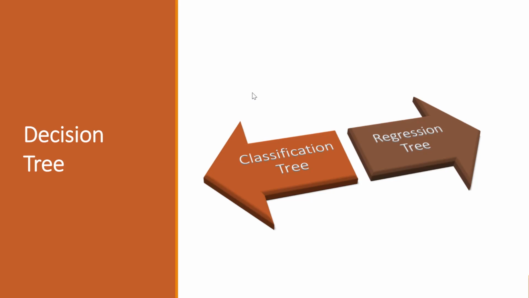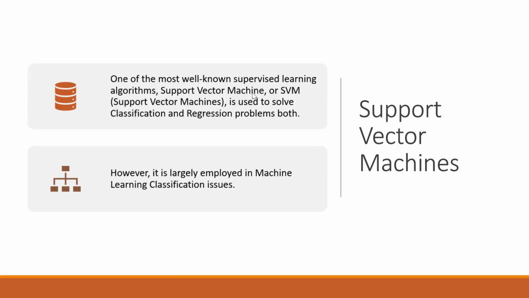However, when the response variable is continuous, regression trees are utilized. For instance, a regression tree is employed when the response variable is anything like the cost of a piece of property or a day's temperature, etc. So I hope with this you got a brief overview of decision tree and decision tree classifier. And let's discuss support vector machines.